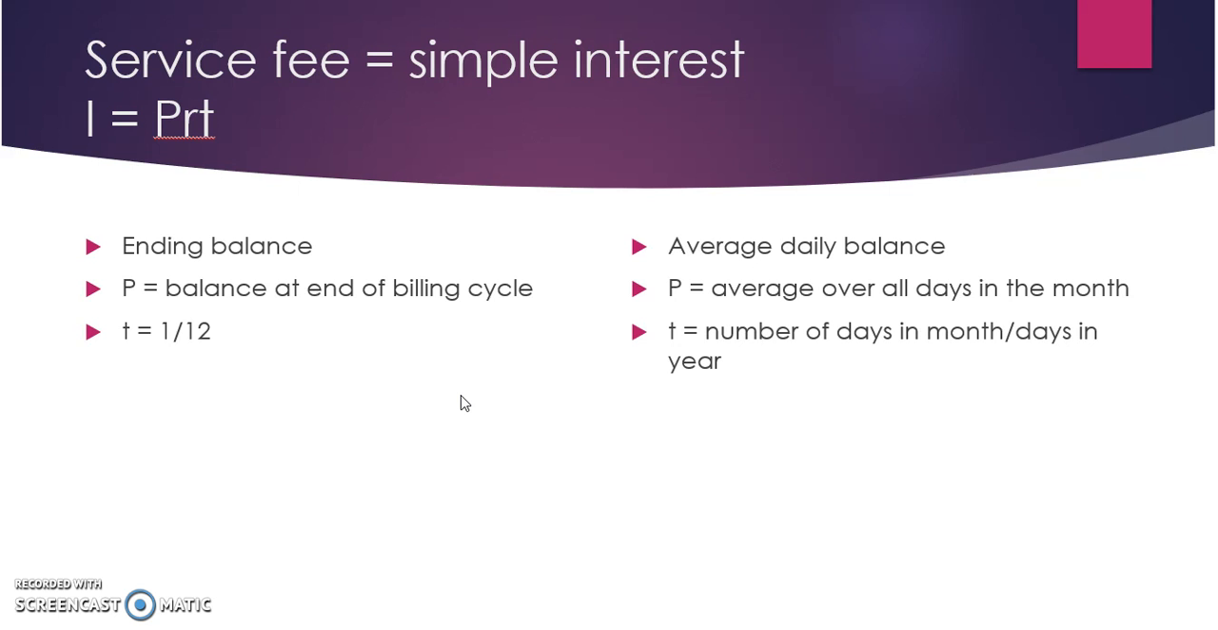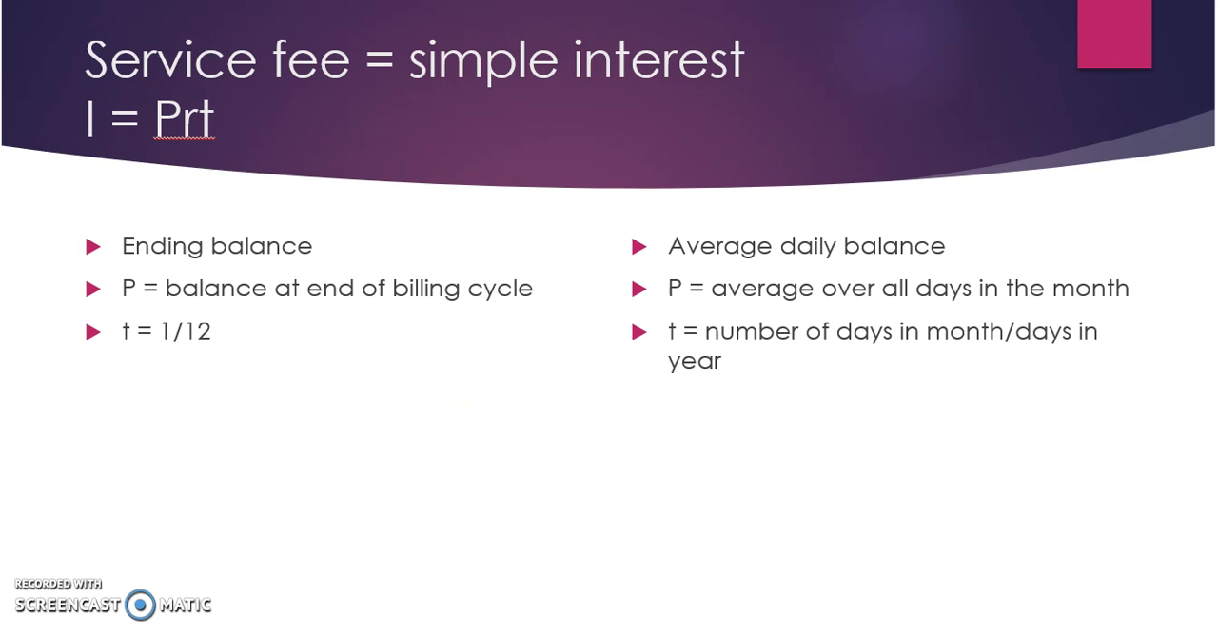Now, the other way, the average daily balance, the principal is the average balance over all the days of the month. So if you've got 30 days in the month, you add up the balance at the end of each day, and you divide by 30 to get an average. And then the time is the number of days in the month divided by the number of days in the year. So months are not created equal. Some are shorter than others.